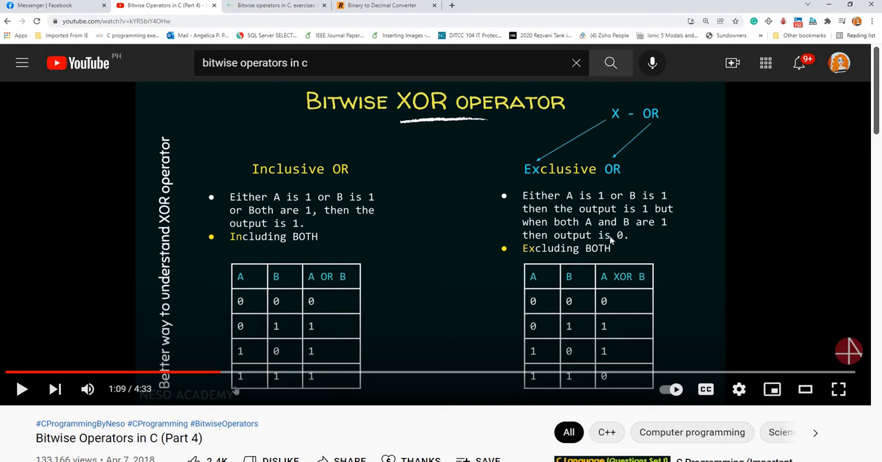The output, okay, tandaan lang natin, no? When both A and B are 1, then the output is 0. Basta yung A and B, meron siyang 1, ang output is 0. No? Kaya tingnan nyo yung ating output. Pagka meron siyang 1, ang output niya ay 0, no?